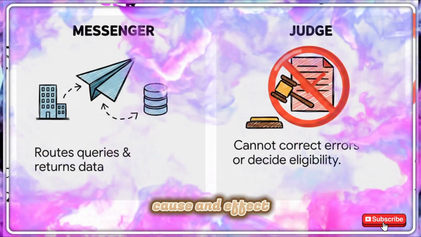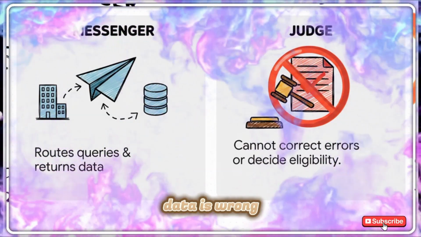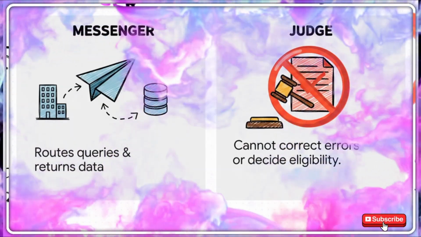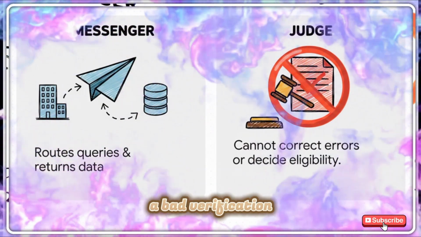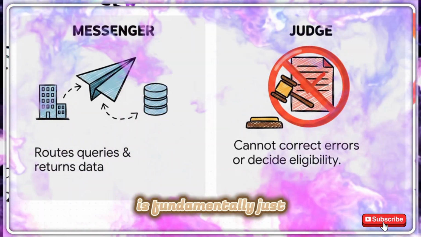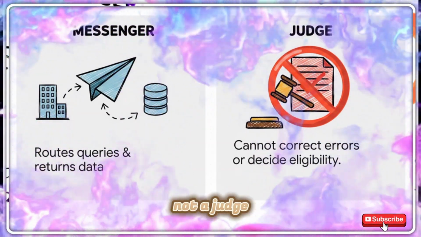Think about the cause and effect here. If the external data is wrong, the conduit simply relays that wrong data back. Bad data at the source equals a bad verification result, period. The system is fundamentally just a messenger, not a judge.